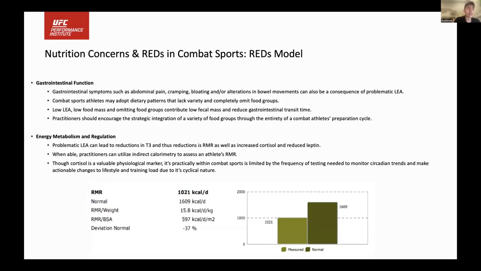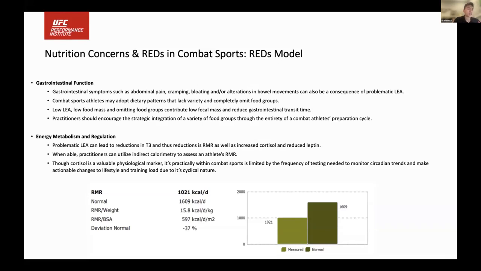Another challenge with athletes, especially following even a weight descent that's systemized, is the lack of consistent bowel movements. And this is simply because of a lack of total food mass, as well as omitting whole grains, which contribute to fecal mass and reduce gastrointestinal transit times. So practitioners should really encourage the strategic integration of a variety of food groups through the entirety of a combat athlete's preparation cycle.